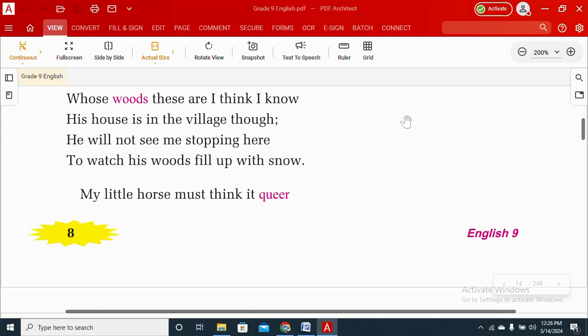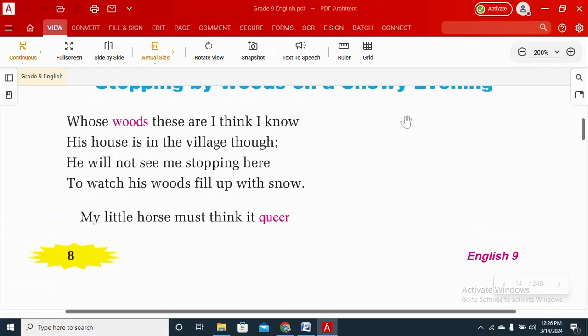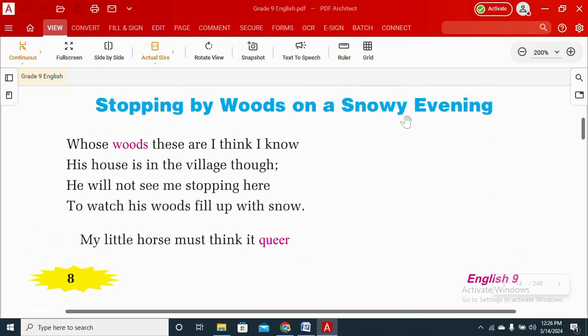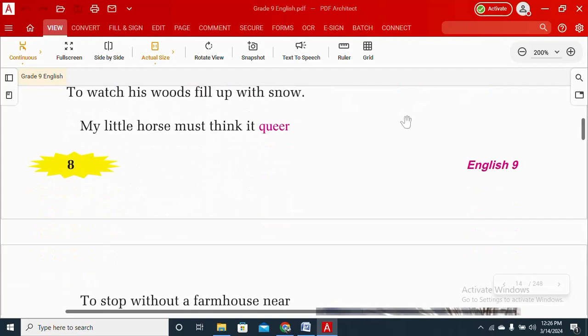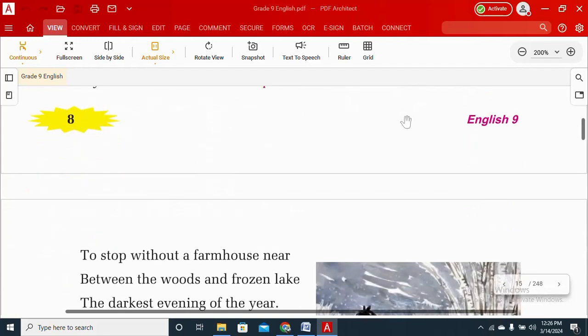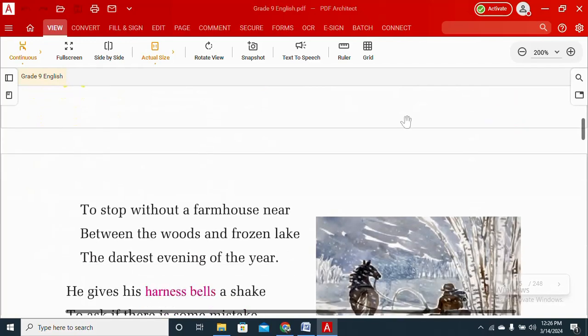We can find this in the first stanza: whose woods these are I think I know. His house is in the village though. He will not see me stopping here to watch his woods fill up with snow. So in the second stanza: my little horse must think it queer to stop without a farmhouse near, between the woods and frozen lake, the darkest evening of the year.